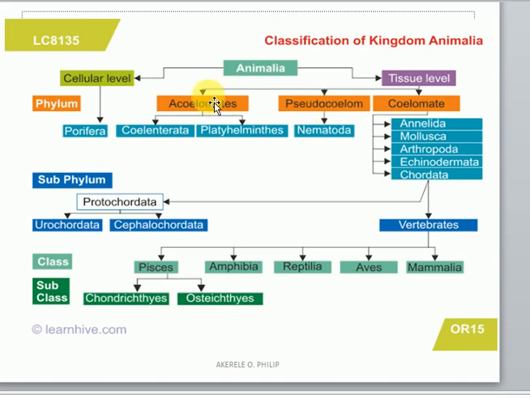So this means no coelom, no cavity. This means the cavity is not properly formed. This means they have a cavity. So it means all of these ones have a cavity. All right. So you might want to pause. That means if you slice all of these ones open, you will see they have a cavity within them. Please, you can pause the video and see that.